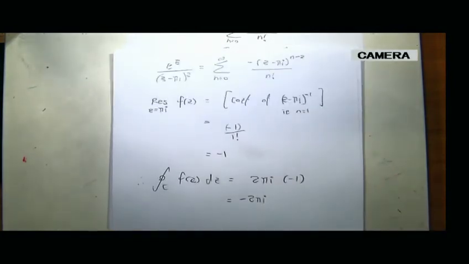The integral around that curve will be 2 pi I times the residue, which is minus 1. Please correct me if I'm wrong, but I'm pretty sure that's how it works. That would be using residues to do this.